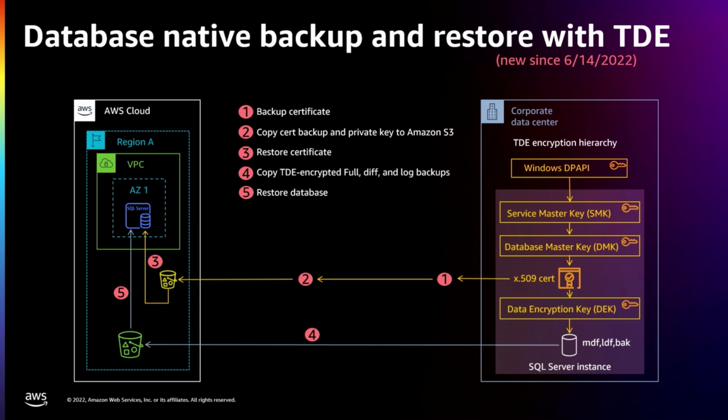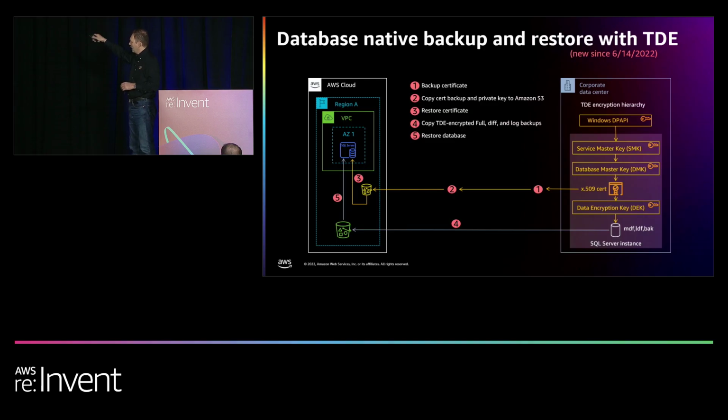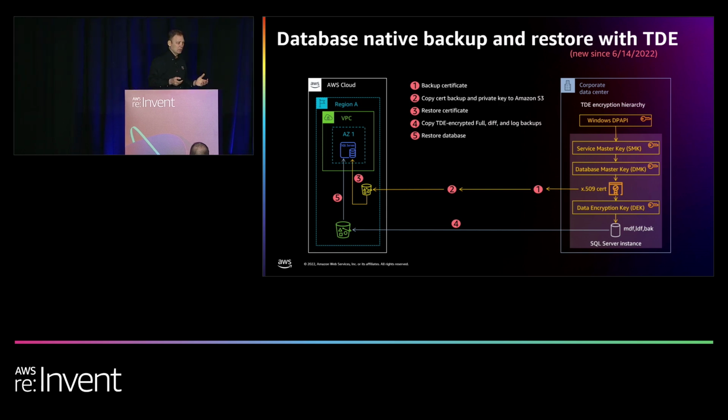So essentially, here's the key hierarchy, how you usually build it, right? It starts with the Windows Data Protection API, and it goes all the way down to the data encryption key. And now you can back up that X.509 certificate. You can bring it over to RDS, put it in the S3 bucket. Then, using our API, we give you the API, you can restore that certificate. And after you upload your TDE encrypted backup, essentially you can now restore it, right? Great, great capability.